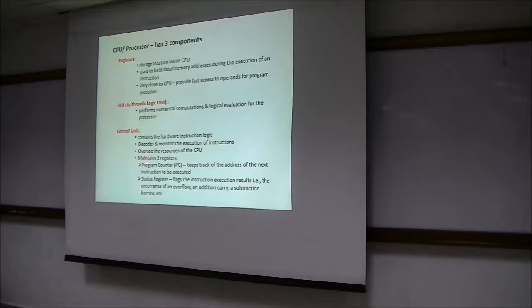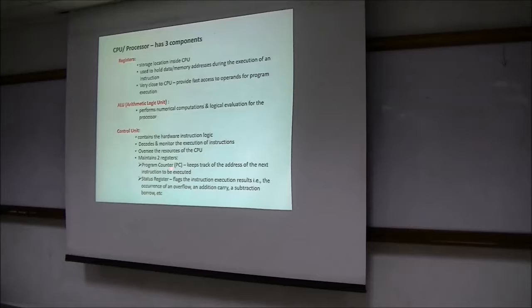So this control unit further maintains two registers. What are those two registers? Program counter, abbreviated PC. It keeps track of the address of the next instruction to be executed. And the status register flags the instruction execution result, for example the occurrence of overflow in addition, carry, or borrow in subtraction, etc. Registers means memory locations. So the program counter and the status register.